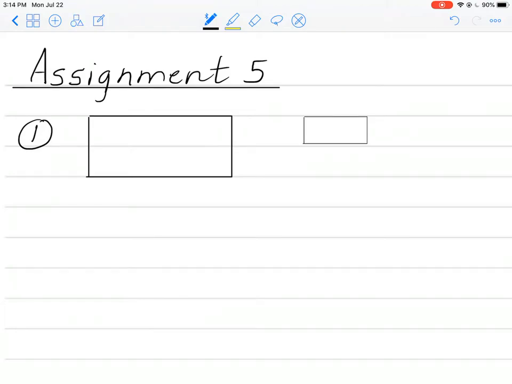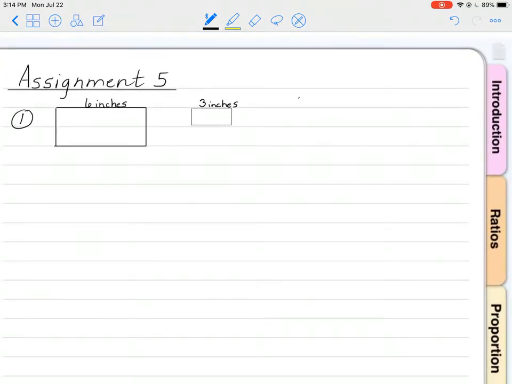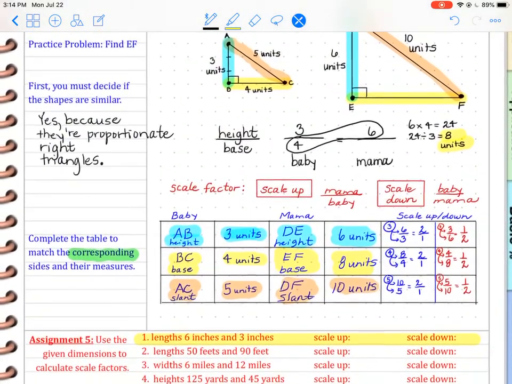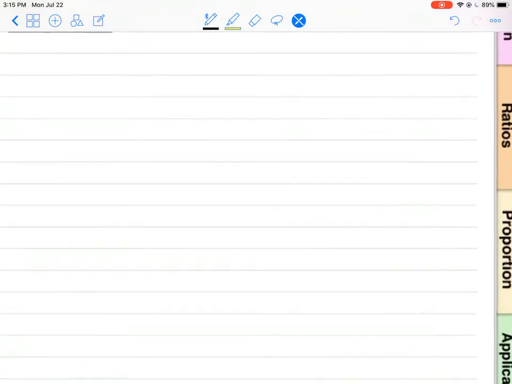Okay, so it tells me that we're dealing with lengths. So I'm going to say mama must be the 6 inches because mama's going to be bigger than baby, always. And I had asked you to scale up and down. So to scale up, let me check one thing, guys. Did I go over this? Yes, I did. Okay. I couldn't remember what I've told you and what I haven't, so sorry about that.